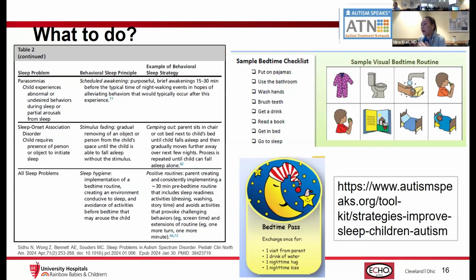And then for everybody, sleep hygiene and using positive routines, which means creating a bedtime routine that is short enough, that is not carrying on, and is expected. On the left-hand side, this is from the Autism Speaks Autism Treatment Network toolkit. They have excellent toolkits for younger children with autism, as well as teenagers with autism, specifically regarding sleep, as well as a melatonin guide with questions for parents.